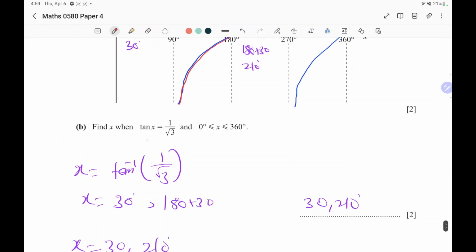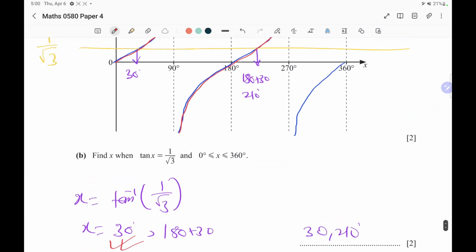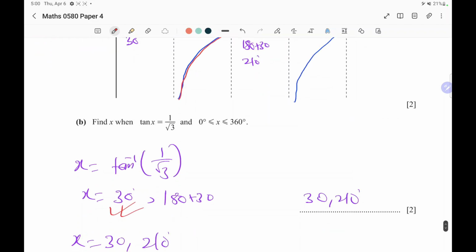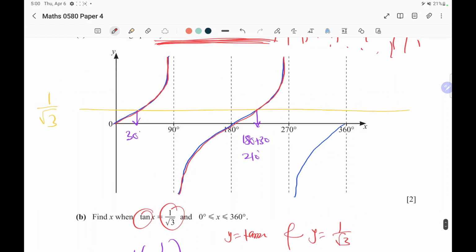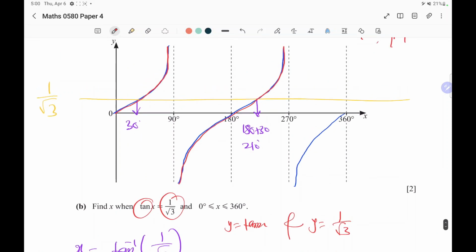Next is find x when tan x is 1 over root 3. So x is tan inverse of 1 over root 3. You will get 30 degrees. Okay, first you will get 30 degrees, but we have to find the values from 0 to 360 degrees. So we have to draw y equals tan x, and we have to draw y equals 1 over root 3, and then we will check how many times these are intersecting and where. So tan x we have already drawn, and this is the line y equals 1 over root 3. This horizontal line I have drawn, and it has intersected 2 times. One is here and one is here.